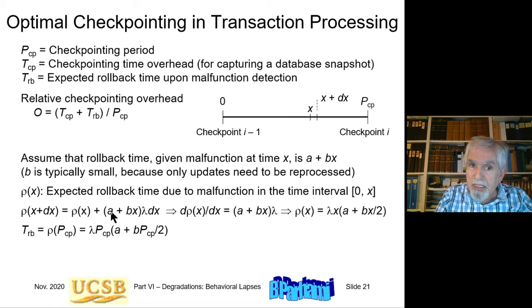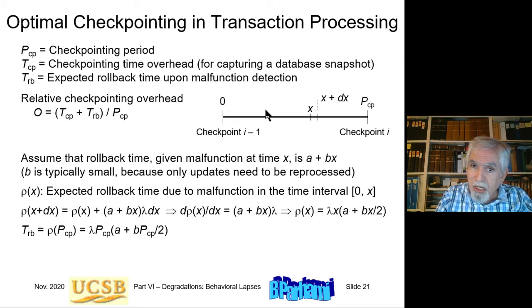So there's some constant overhead plus an overhead that is basically a multiple of X. This is because the more advanced you are in this interval, the more, remember we said we have logs. If you have logs and you have already done some stuff here and you have to roll back, you have to undo the effect of the stuff you did.